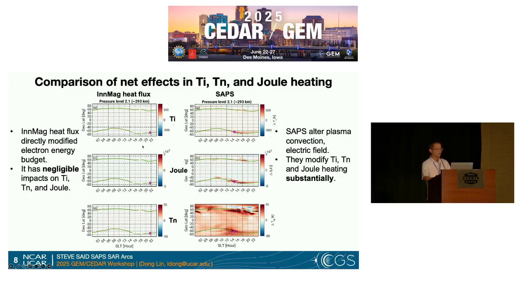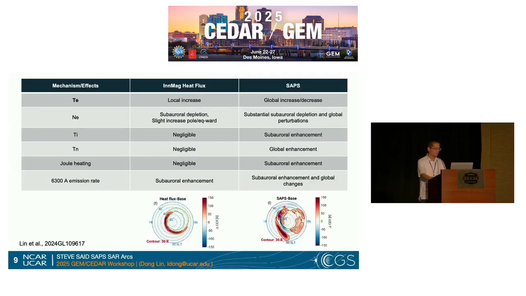Heat flux, since it's mainly impacting the electrons, you don't see it changing the ion or neutral parameters very much. But the SAPS mechanism, because it involves changes in the convection electric field, and so the Joule heating, that's why it's having a more substantial global impact in the ionosphere-thermosphere. So this is a quick summary, and also the net effects in the red line from a polar view, and you are welcome to check out details in the paper.